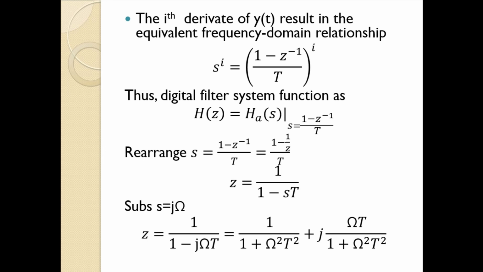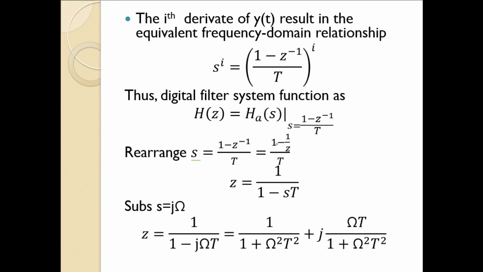So we can conclude that the digital filter system H(z), the transfer function for digital, is equal to our analog transfer function H(s), where this s is equal to 1 minus z to the power of minus 1, divided by T. And now we rearrange the s. So when we rearrange s, which is 1 minus z to the power of minus 1 divided by T, now you want to make it into z.